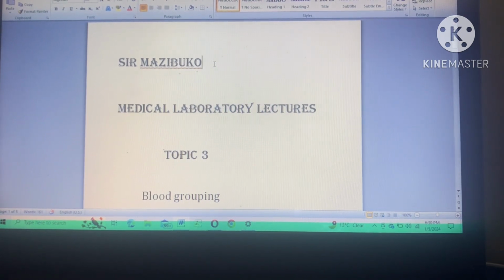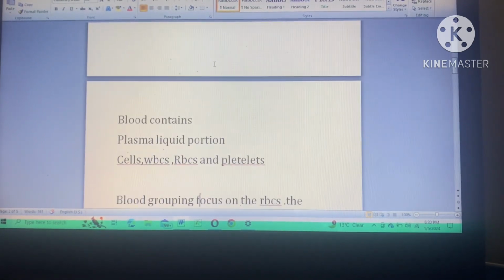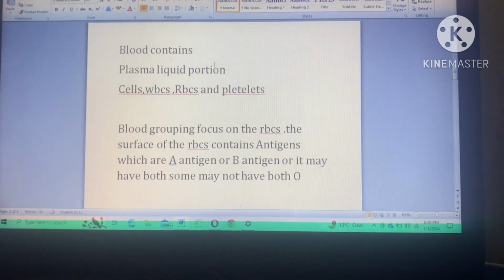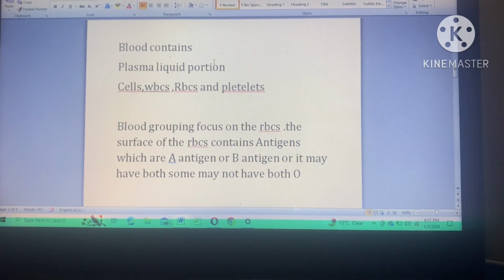Okay, so let's jump into today's topic. All right. So today we want to study blood grouping. But first of all, we have to understand what the blood contains. Blood contains the plasma, which is the liquid portion of the blood, and it contains the cells, which are the WBCs, the RBCs, and the platelets.